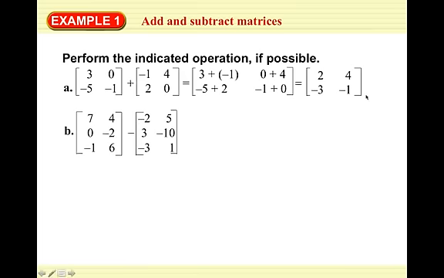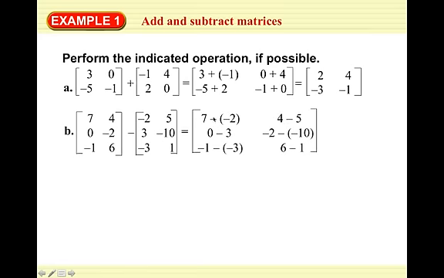Subtraction is done exactly the same way. So I'm going to have 7 minus negative 2, 4 minus 5, 0 minus 3, negative 2 minus negative 10, negative 1 minus negative 3, and 6 minus 1. So see, it's exactly what we did before. You just match up the corresponding elements and perform the indicated operation.